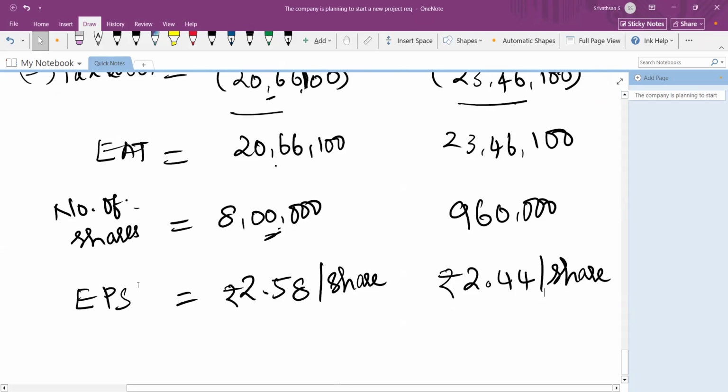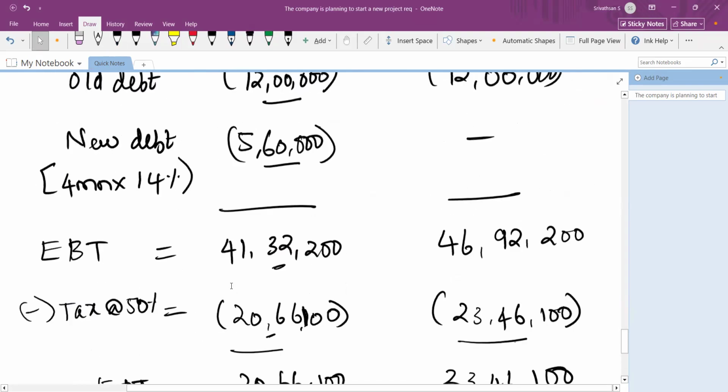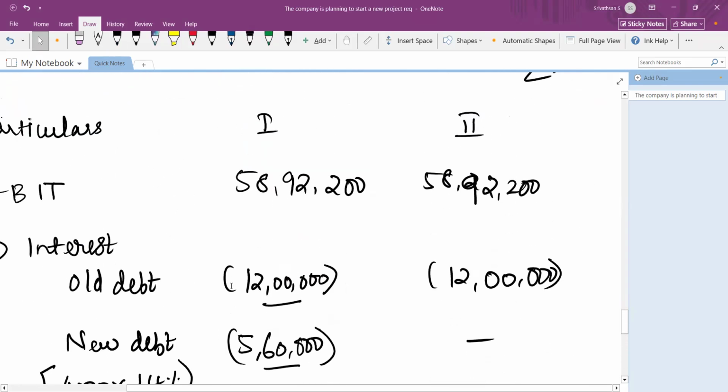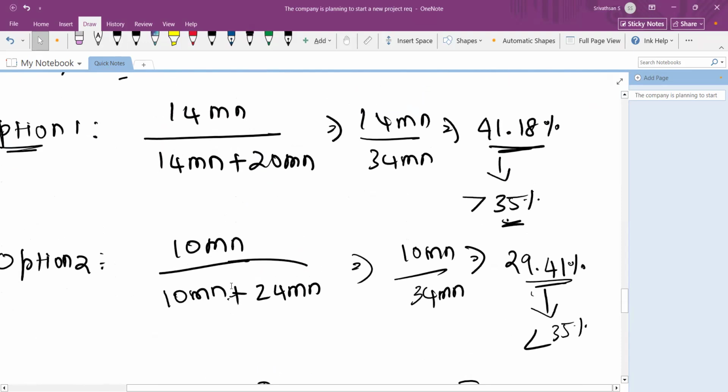Now, what we need to do? We need to multiply this EPS with the P/E ratios under both the financial plans so that we can calculate the market price per share. So let's calculate the P/E ratio under both the financial plans. Under option 1, the company has raised additional capital in the form of debt. What is the debt by debt plus equity ratio under option 1? It is 41.18%. If the debt by debt plus equity ratio is greater than 35%, what will be the new P/E ratio? Will it remain at 10 times or will it come down to 8 times? It will come down to 8 times.